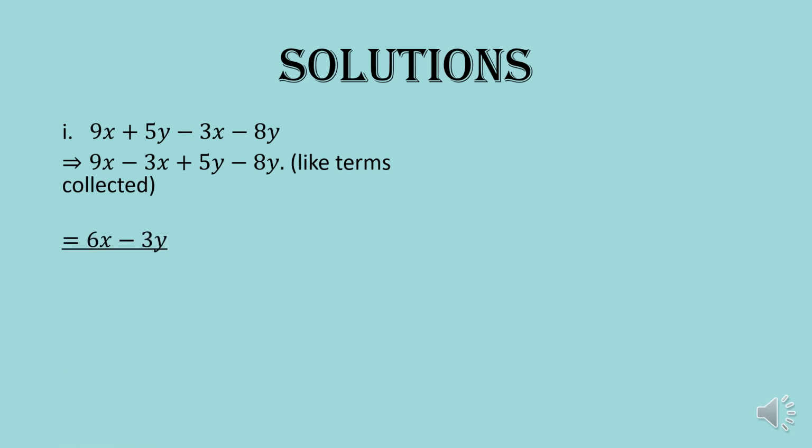9x minus 3x gives 6x, because it's like I have 9 x's. Out of the 9 x's, I'm taking away 3 x's. My result is going to be 6x. And here, I have 5y minus 8y. The result is going to give me negative 3y. Each time a number that is smaller in nature subtracts a number that is larger in nature, the result is always going to be negative.